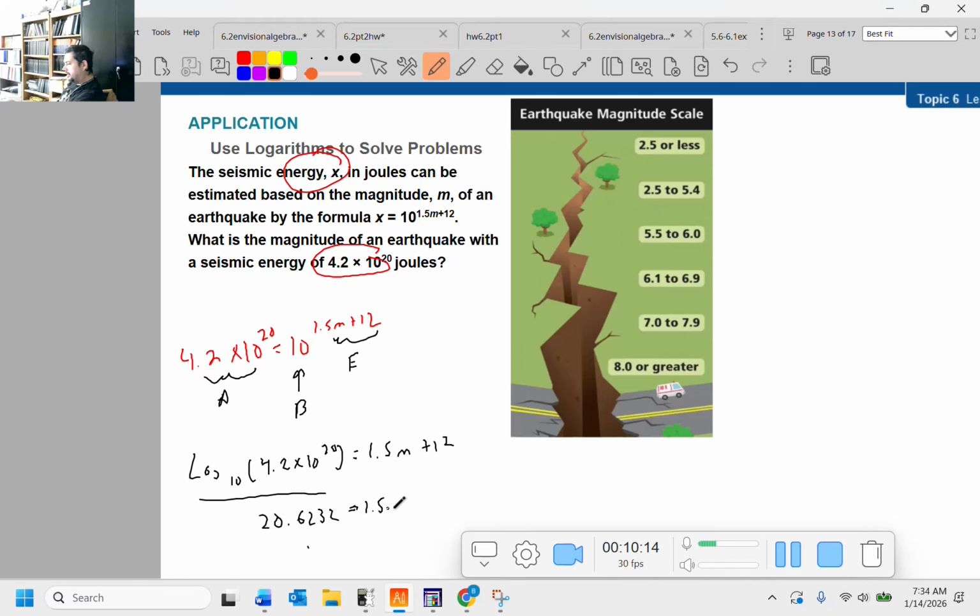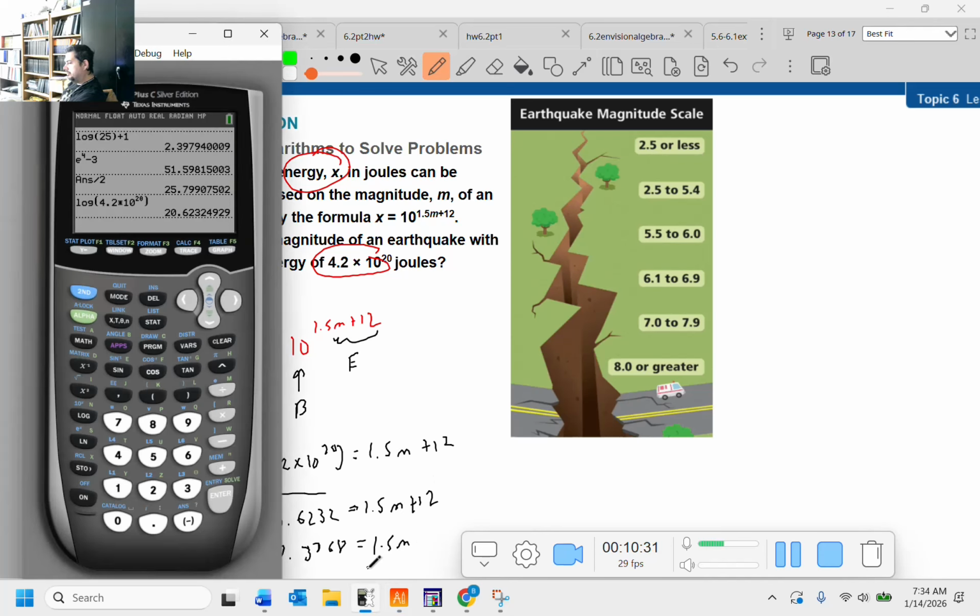is 1.5 magnitudes plus 12. So we're going to take away the 12. We're going to get 7.3768. I feel like that's right. I'm worn out, but I'm going with it. And that equals 1.5 magnitudes.